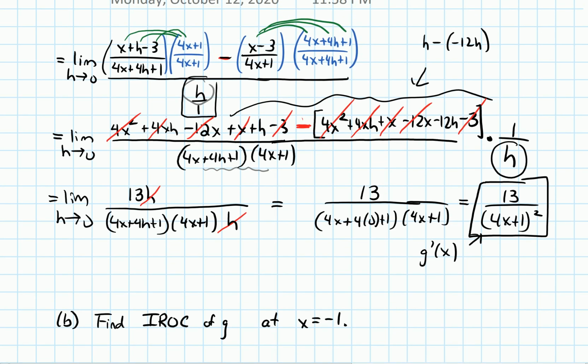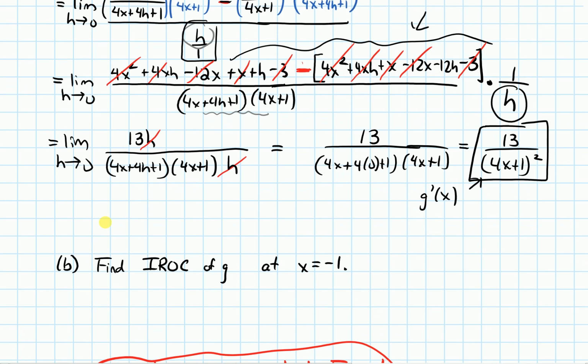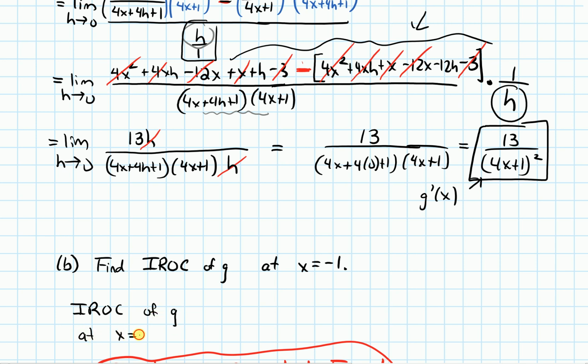Okay, so part B, a related part, is now find the instantaneous rate of change, that's IROC, of g, the function, at x equals negative 1. So if I want the instantaneous rate of change, IROC, of my function g at x equals negative 1, that means take the derivative, so take g prime, and just plug negative 1 in where the x is.